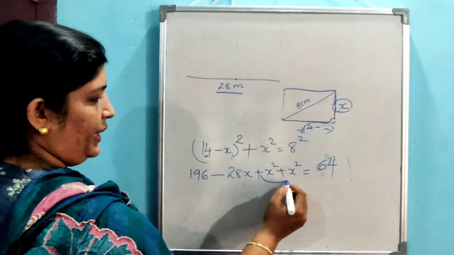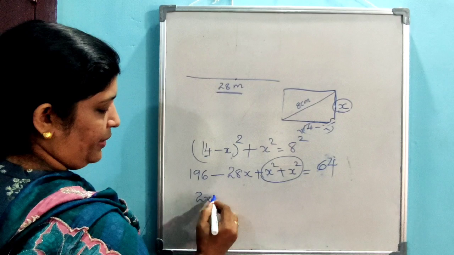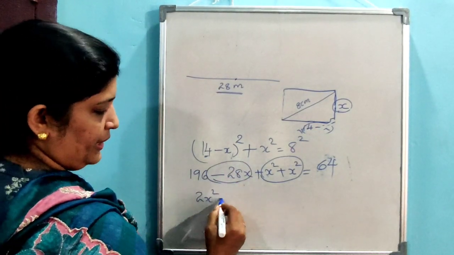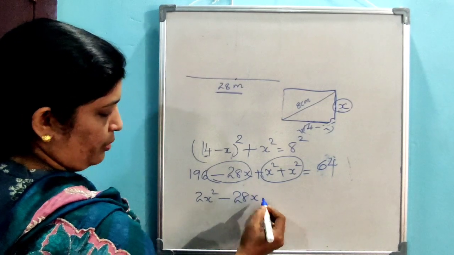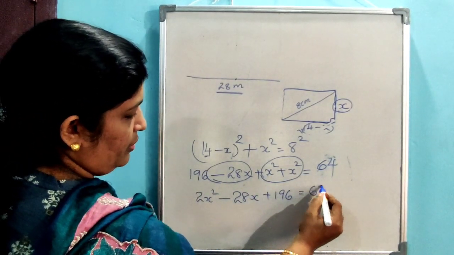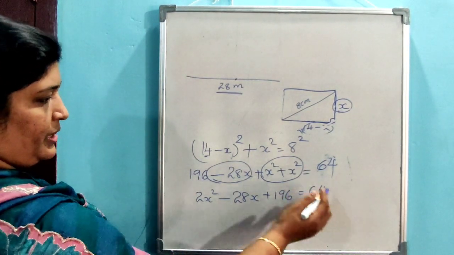Now we can combine the like terms. These two are x square plus x square, so we have 2x square here. And this is minus 28x. And here we have a plus 196, which is equal to 64. So here we have an equation like this.